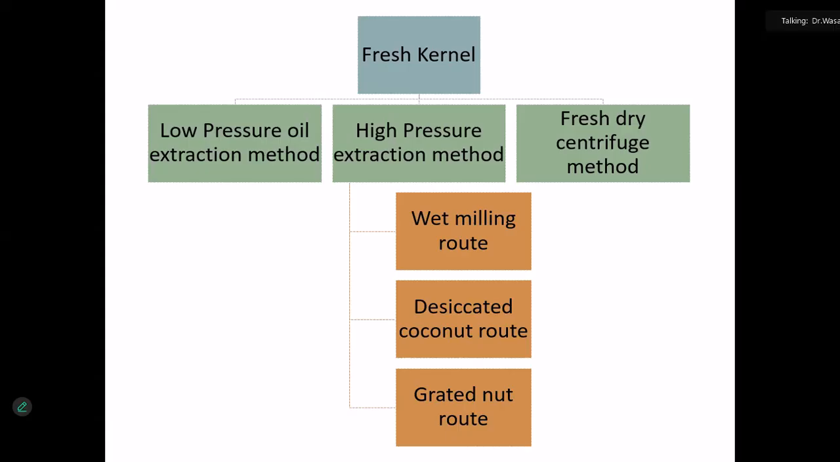Now you can see the methods of the press dry method. Please read this one. You are starting from kernel. Three main categories are there. Number one, low pressure oil extraction. You can apply your own pressure, you can do that at your own home, and only simple equipment is needed.